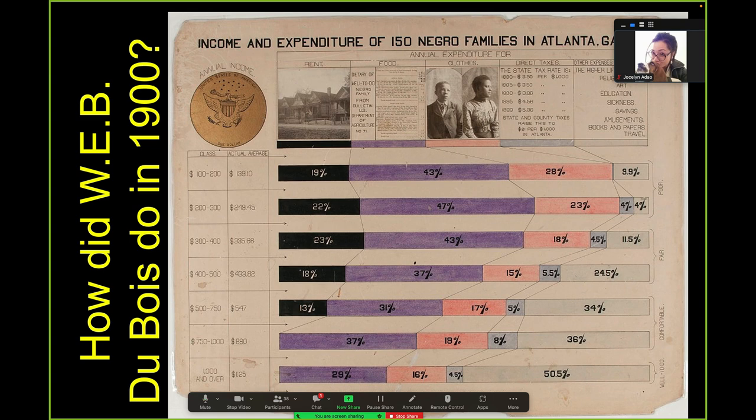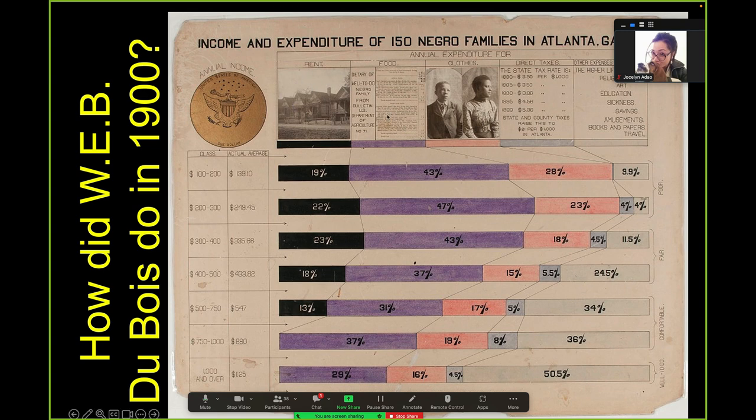Here's another historic example of folks that didn't have any PowerPoint, didn't have anything, but could create an effective graph. And so this is W.E.B. Du Bois, the famous scholar and civil rights activist. And so in this case, he was looking at 150 different families in the Atlanta area and wondering how their money was being used in any given month.